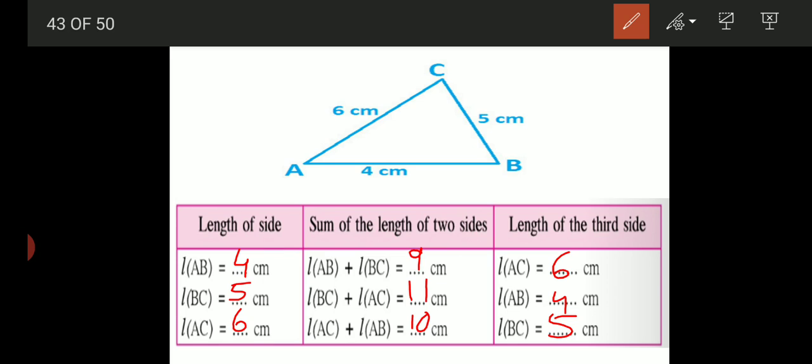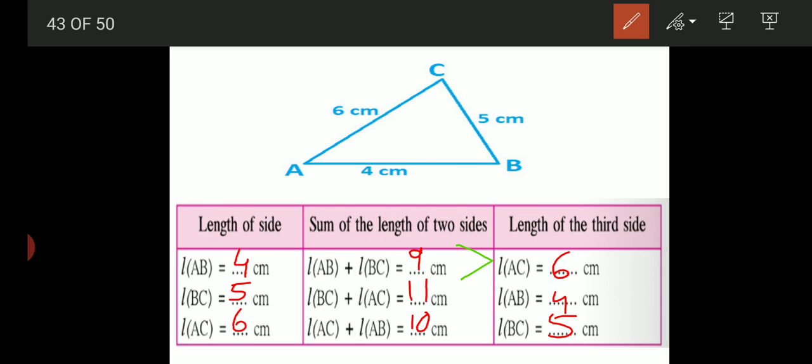Now just compare column number 2 and 3. Okay, concentrate on column number 2 and 3, children. You will find that the sum of the lengths of the two sides, that is AB and BC, if we take a combination of AB and BC, you find that the value 9 centimeter is greater than the third side, which is 6 centimeter, that is AC, right?